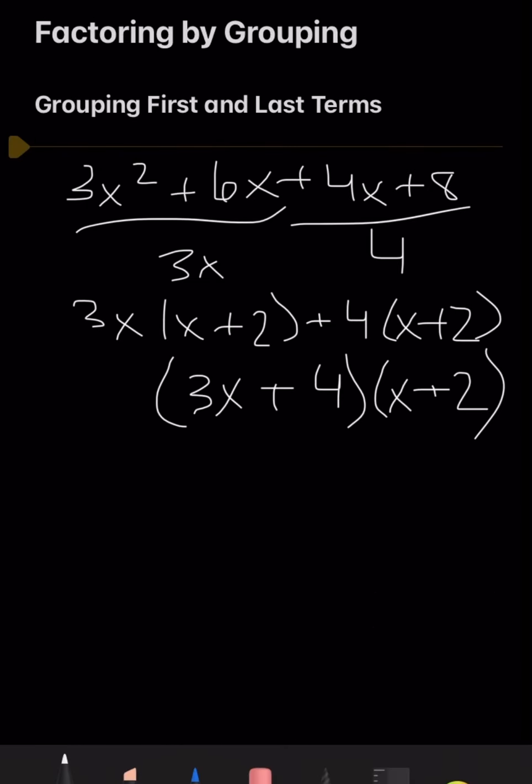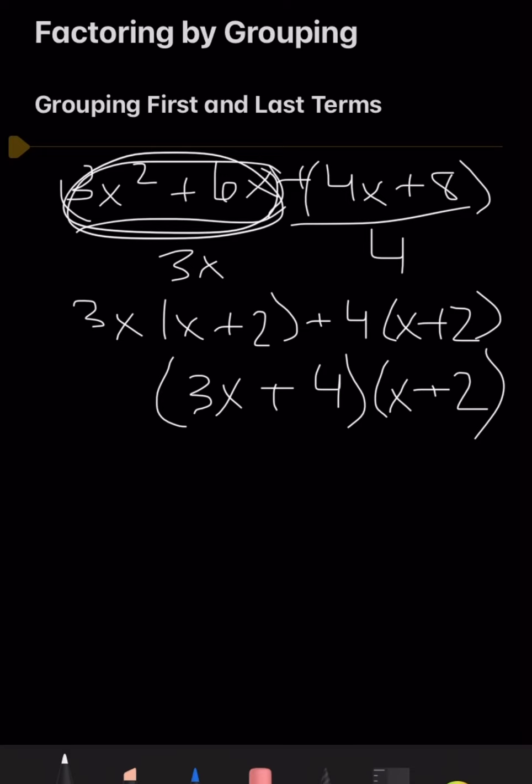Finally, we're factoring by grouping. The first way to do this is by grouping first and last terms. So in this expression, I split it up into two parts, so that would be these parts. And the GCF for this first binomial is 3x, and the GCF for the second binomial is 4. So you divide those out and you get 3x times x plus 2 plus 4 times x plus 2. And then you just separate those, and the factors are 3x plus 4 times x plus 2.